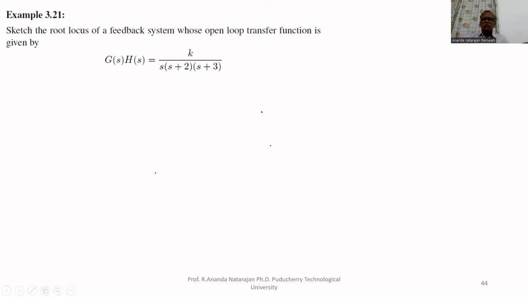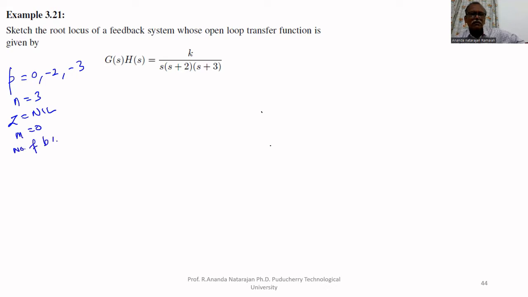Let us see one problem on root locus. Sketch the root locus of a feedback system whose open loop transfer function is given by K upon s multiplied by s plus 2 multiplied by s plus 3. So what are the poles? It is a third order system. Therefore, the poles are 0, minus 2, minus 3. That is n equal to 3. Zeros nil. Therefore, m equal to 0. Therefore, the number of root locus branches equals 3. How many will end at infinity?